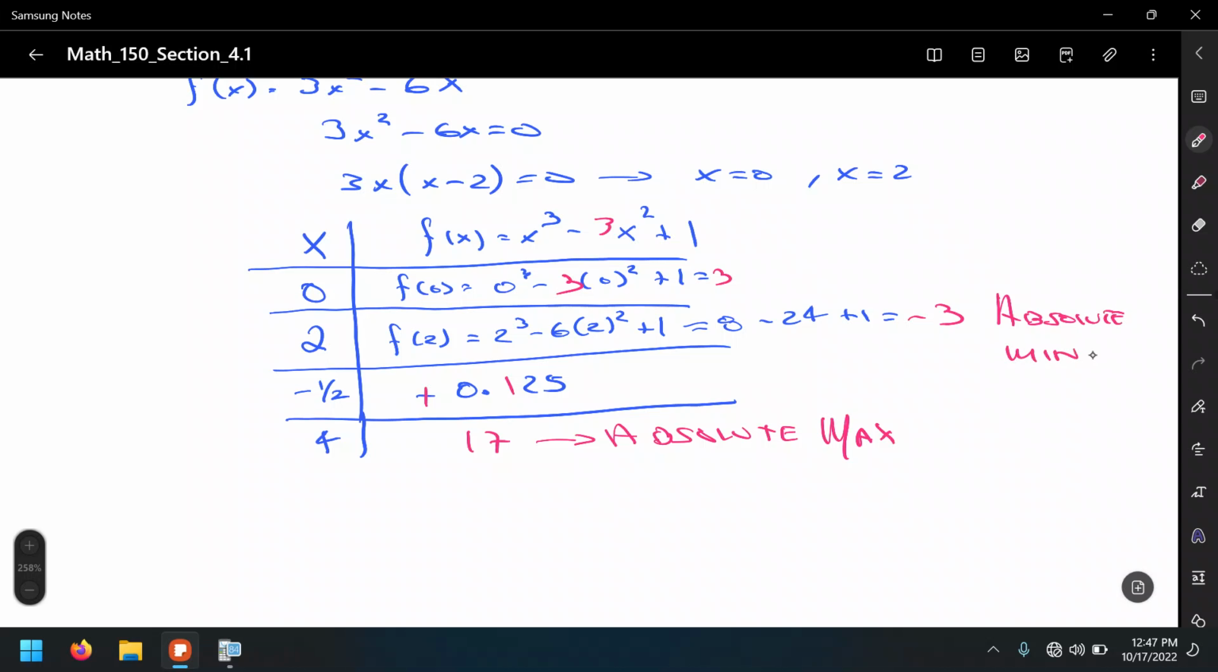And then the rest are local, relative maximum. We don't know what they are, so they're for sure local something. We will need more information, such as the first derivative test and the second derivative test, which we will discuss later in the chapter. So this is it for today.